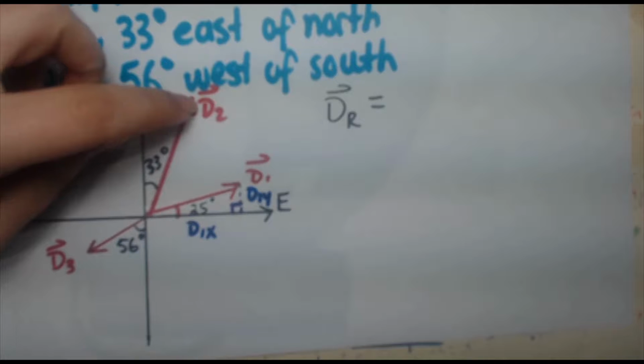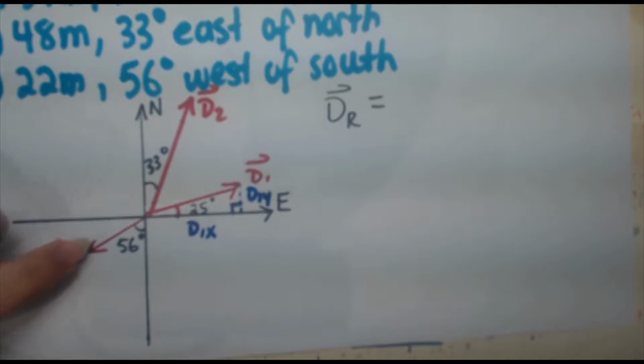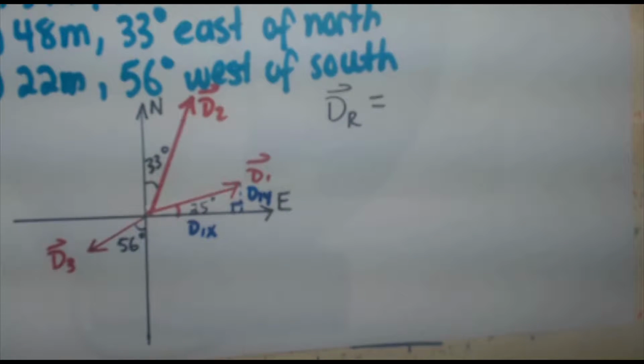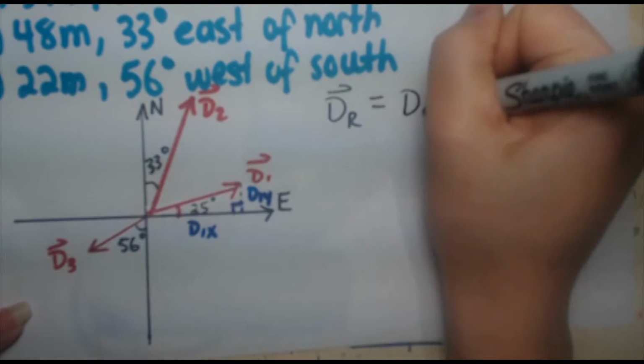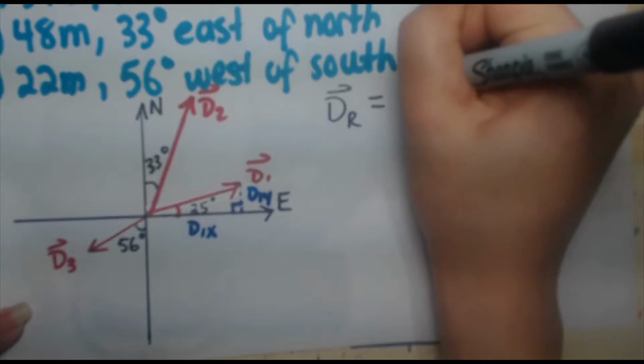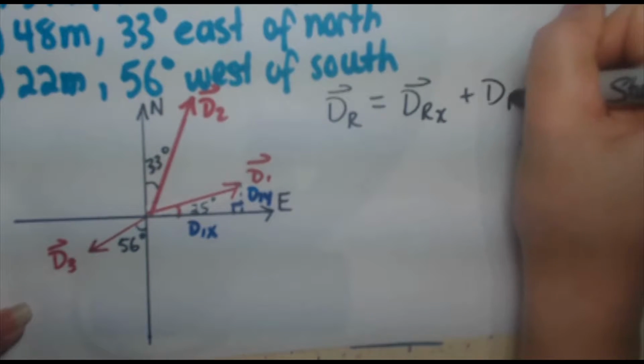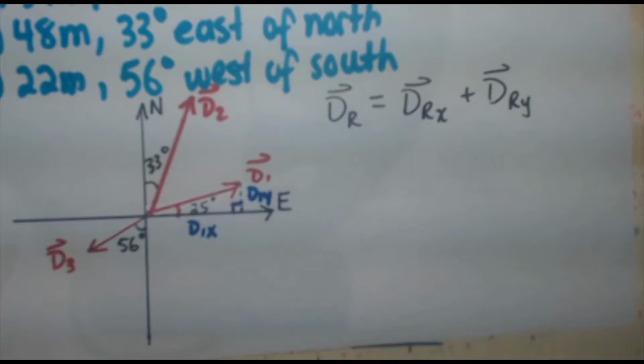You can do the same thing with D2. You can drop a vertical line down. D3, put a vertical line up to the x-axis. Okay. So how I want you to look at this is that the resultant displacement is made up of a resultant in the x direction plus a resultant in the y direction. Okay, this is going to make it really simple for you to solve this.